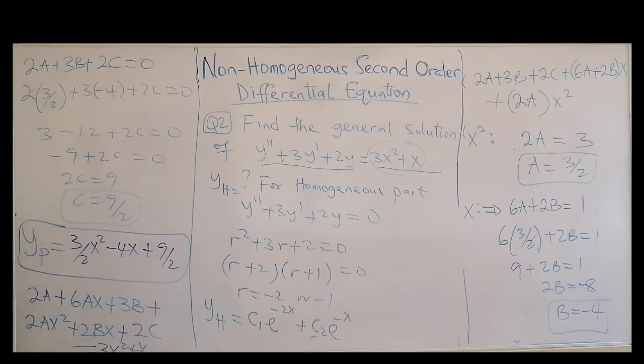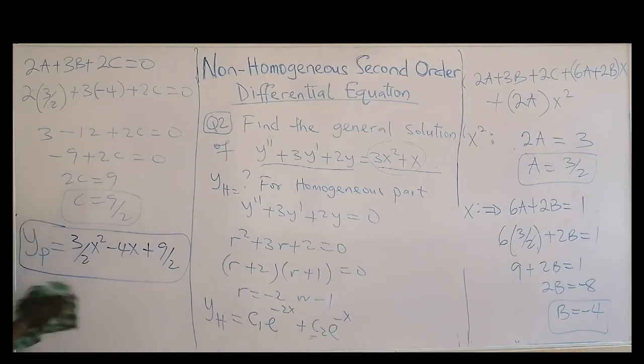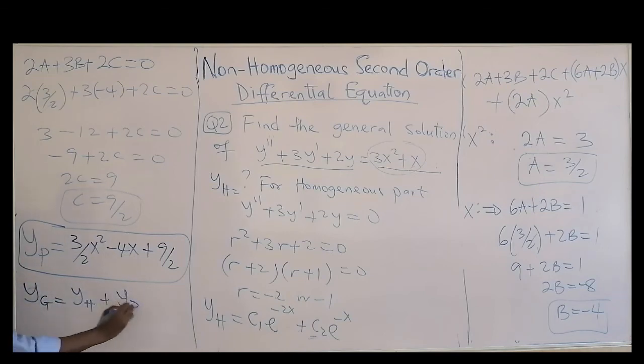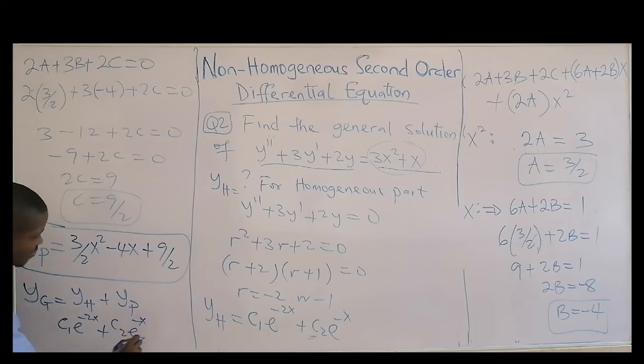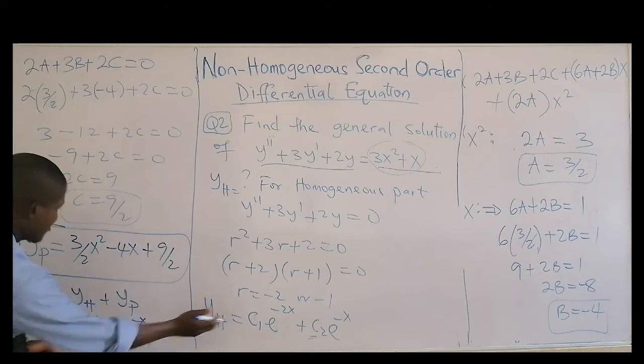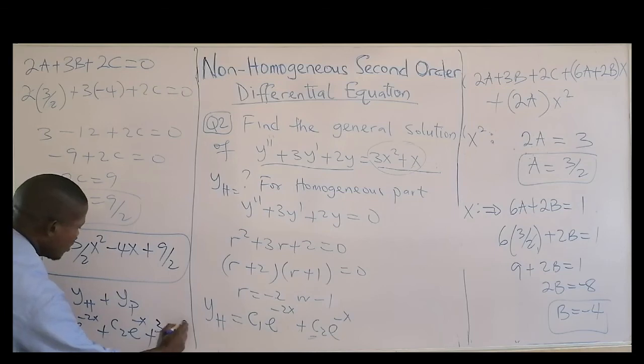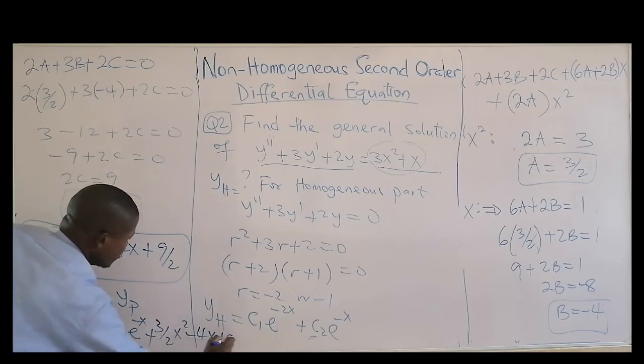So I just need to get now the general solution for the differential equation. The general solution will be equal to the homogeneous part plus the inhomogeneous part, I mean yh plus yp. Already we have a value for yh, which is here: c1 e to the minus 2x plus c2 e to the minus x, plus the yp. Just copy that: 3 over 2 x squared minus 4x plus 9 over 2.